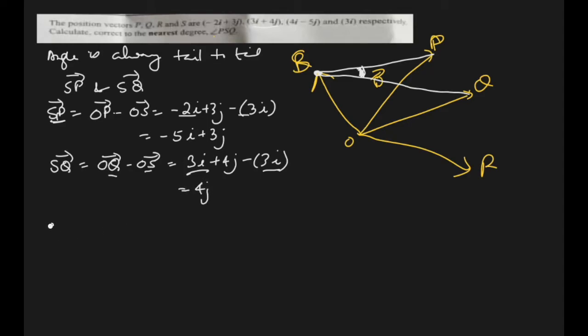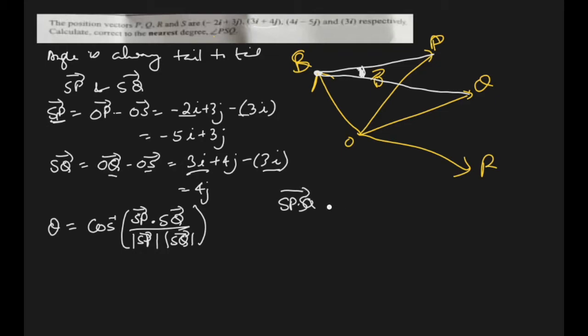Now we have to find the angle. The angle between two vectors, tail to tail, is cos inverse, in this case because they are SP and SQ, of SP vector dot SQ vector divided by the magnitudes of SP and SQ. That's what we'll do. So let's find SP dot SQ.